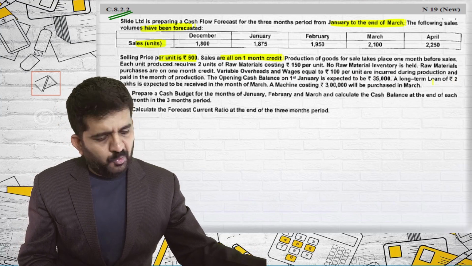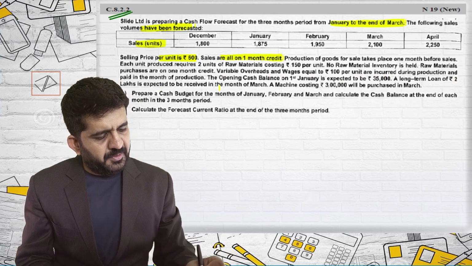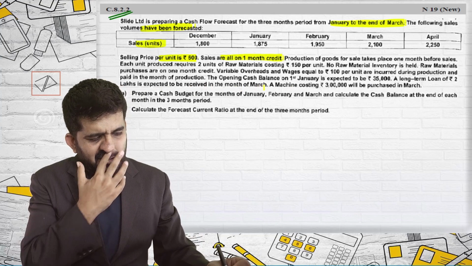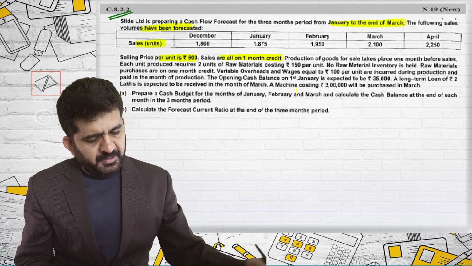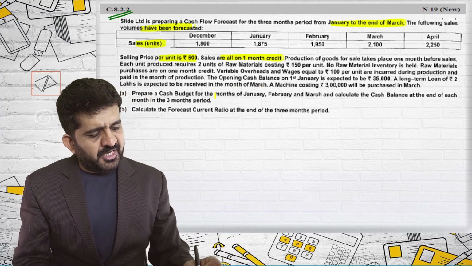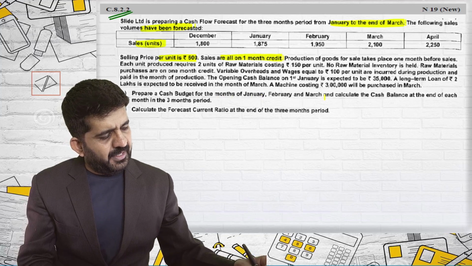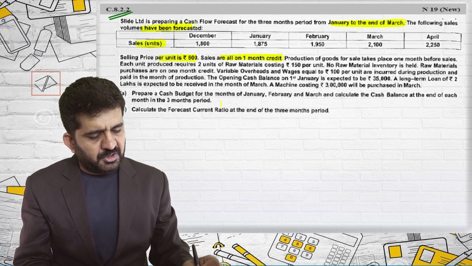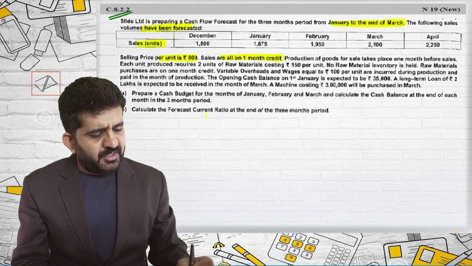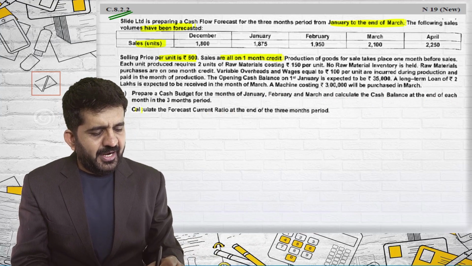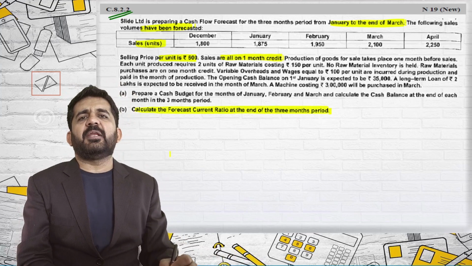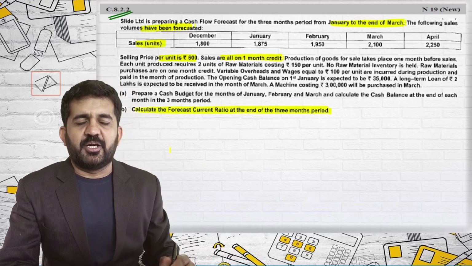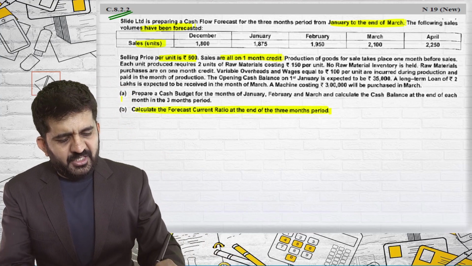A long-term loan of 2 lakhs is expected to be received in the month of March. A machine costing 3 lakhs will be purchased in March. Prepare a cash budget for the months of Jan, Feb and March and calculate the cash balance at the end of each month in the 3 months period. Calculate the forecast current ratio at the end of 3 months. We will not be preparing the current ratio because we have not done that point up till now. So we can solve this easily.